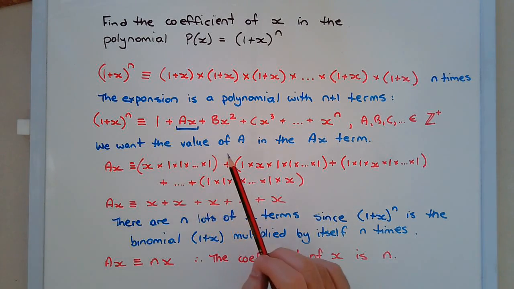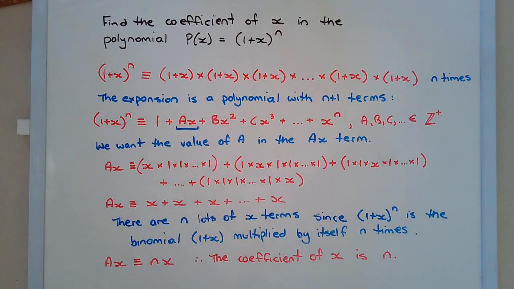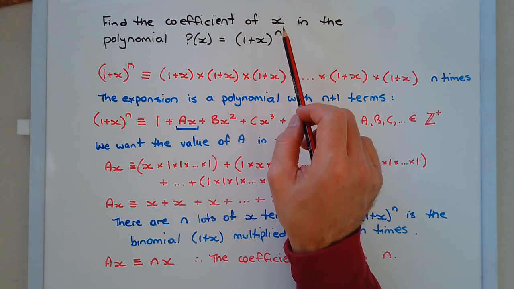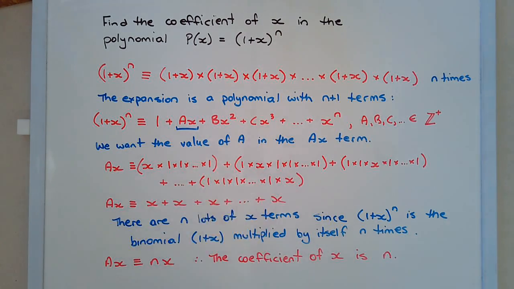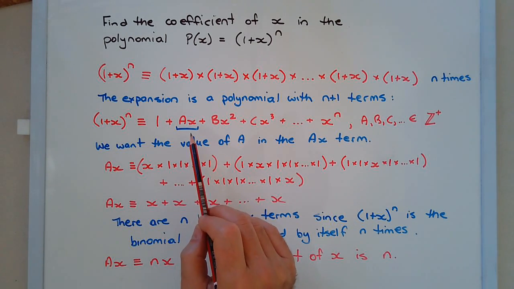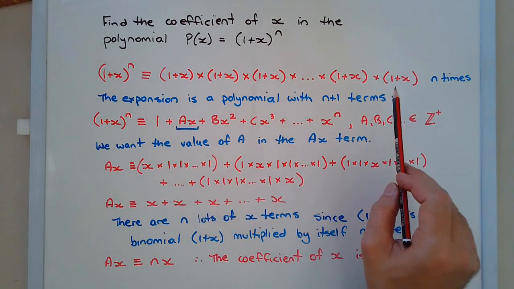Now we want the value of a in the ax term, this term here. This is our focus because that's what the question is asking. It's asking for the coefficient of the term involving x. So it's this one here. Now in order to get that term in the expansion, we have n of these binomials.